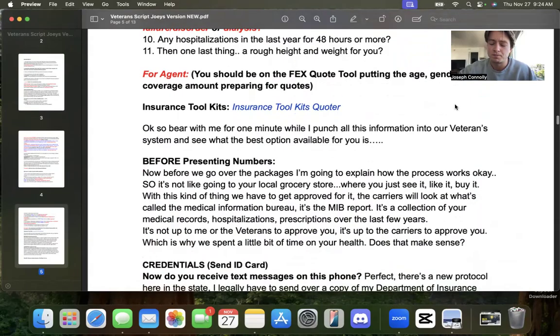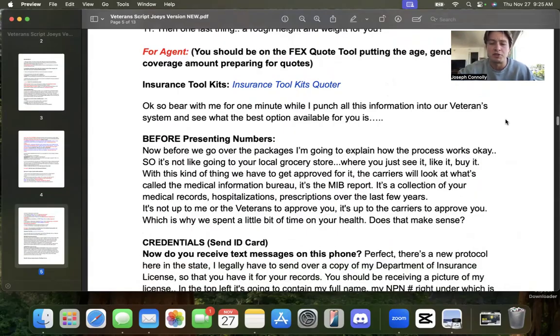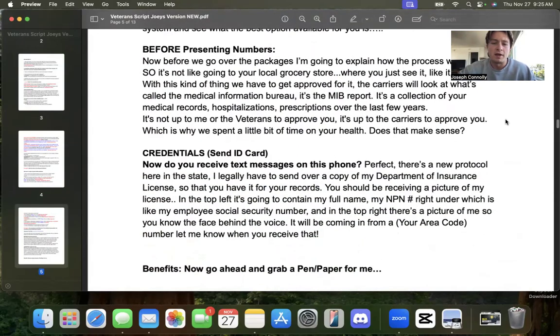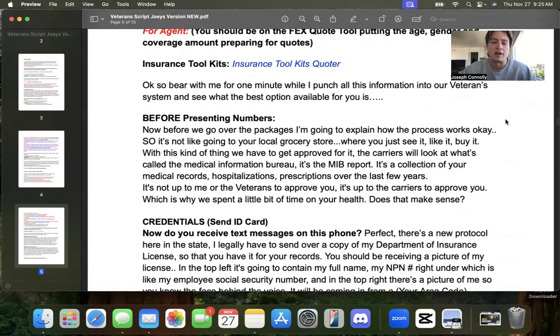All right, perfect. So just bear with me for 1 minute, sir. I'm going to go ahead and punch all this information into our system and see what the best options available for you are. And then before we go, and I don't like to pause here, I just keep going. If you're brand new, you might have to pause and maybe start quoting them. Obviously, once you have the script memorized, you can start doing the quoting while you're on the phone with them, and you can kind of read the script as you go, and you're reading the script and you're quoting at the same time. You might have to like pause for a second in the very beginning, which is totally fine.